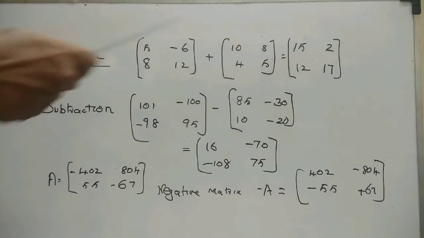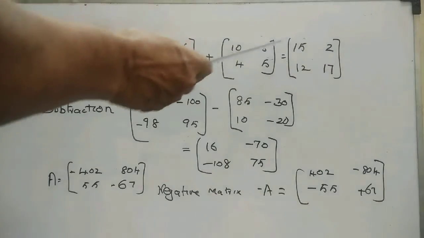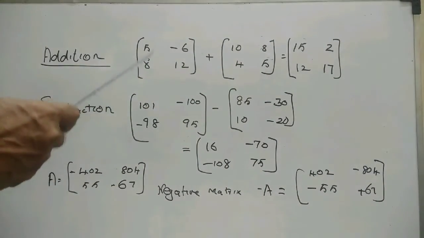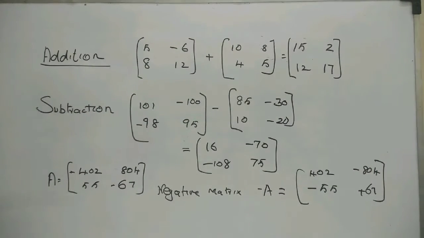There is a plus sign. So you are adding this 5 with 10, 15. Minus 6 plus 8, so 8 minus 6 is 2. And 8 plus 4, 12. 12 plus 5, 17. That's all.